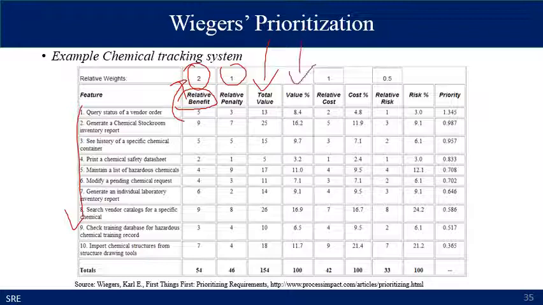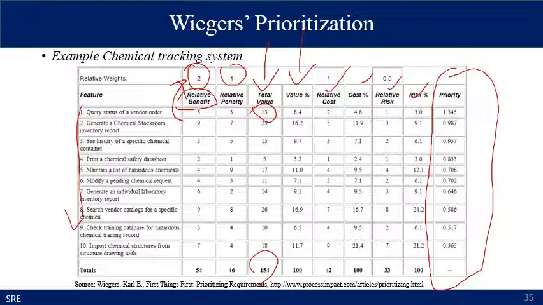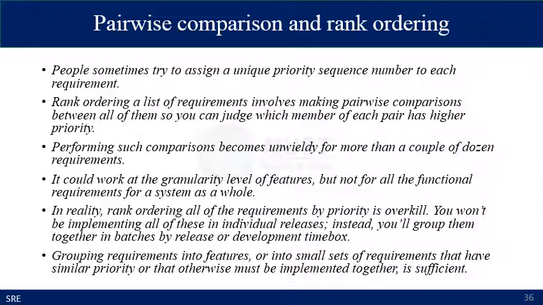The value percentage is found by dividing the value by the total value and calculating the percentage. Similarly, cost and cost percentage are identified, risk and risk percentage are identified, and conclusively, priorities are identified by using the formula of the value percentage divided by the cost and risk percentages multiplied by the weights. Another technique is called pairwise comparison and rank ordering prioritization.